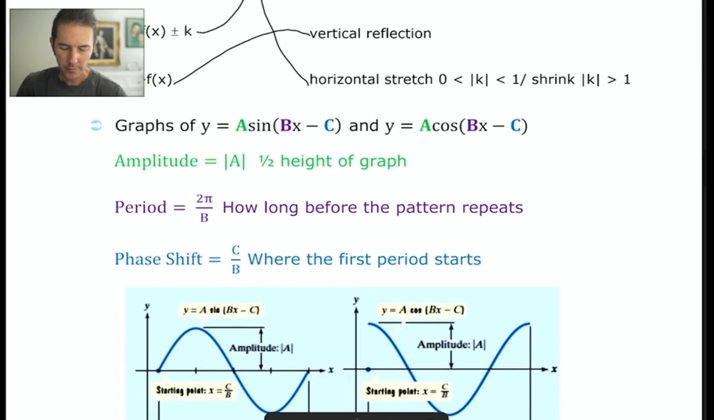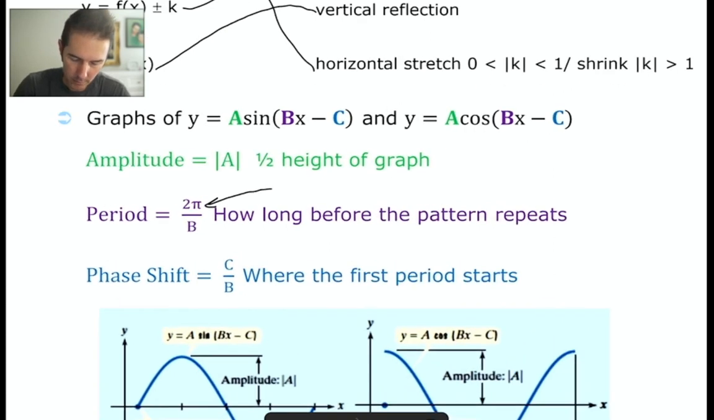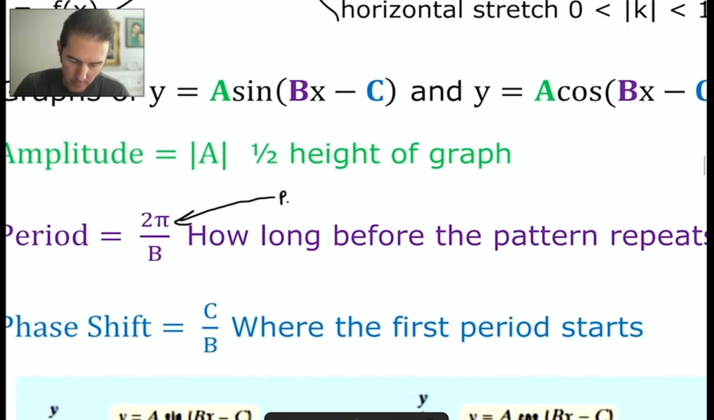How do you figure out the new period of the function? Because if you have a horizontal stretch or shrink, you've modified the period. And that can be calculated by taking the period of the original function, which here it says 2 pi, and you take that value and divide it by b. This is the period of the original function.